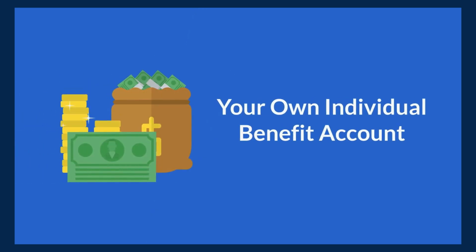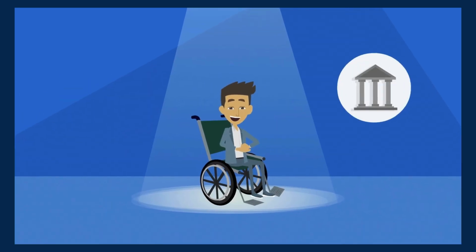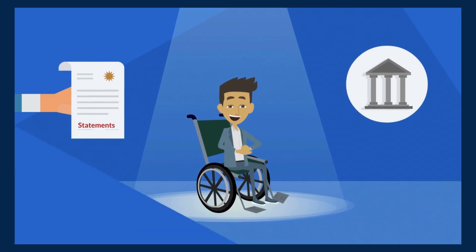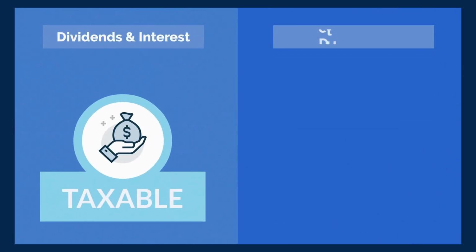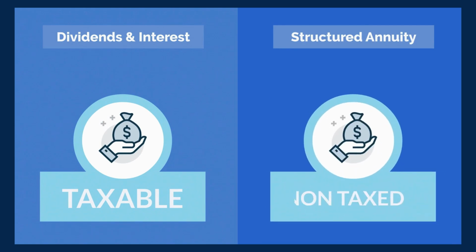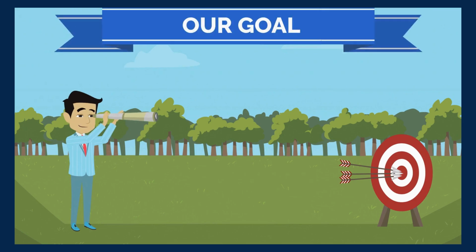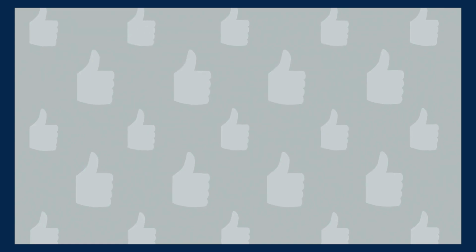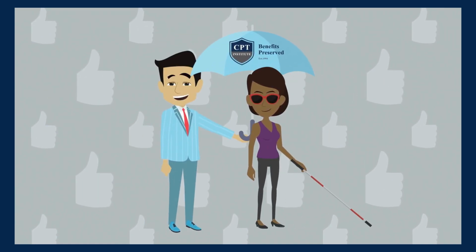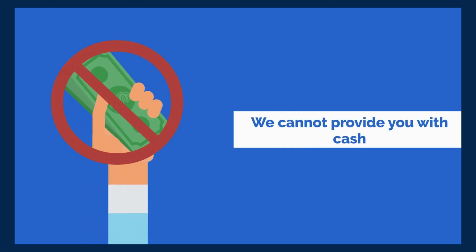Number 3 states that you will have your own individual benefit account. This means that you will have your own bank account and receive statements. Number 4. Only the dividends and interest earned on the money in your trust is taxable. If you have a structured annuity, your structured annuity payments are not taxed. Number 5. Our number 1 goal is to make sure your benefits are protected. To do so, one of the biggest rules for your special needs trust is that we cannot provide you with cash or reimburse you directly for purchases.